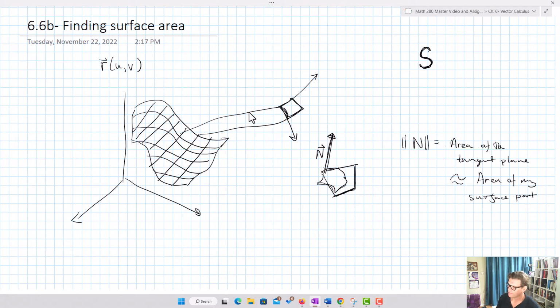So how do I find the normal? What I'm going to need is 2 vectors on that plane, to help define that portion of the plane. And so I'm going to find the tangent vectors, the directional derivatives: the directional derivative in the u, and the directional derivative in the v.